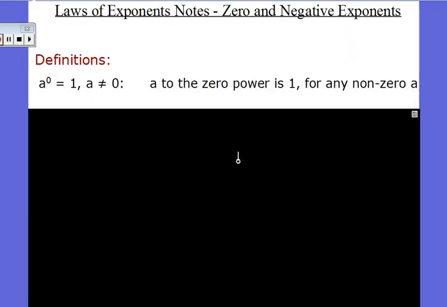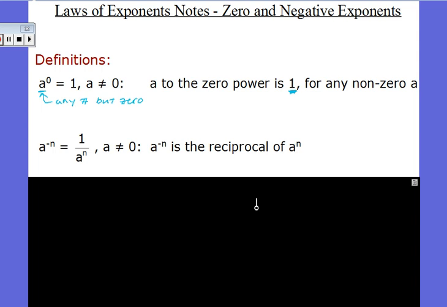So if I have a to the 0, that's always going to equal 1 for a being anything, any number but 0. Okay, a can't equal 0. If it equals anything but 0, then that means it's always going to simplify to the number 1. Okay? With a to the negative n, if I have a to the negative n, it can be rewritten as 1 over a to the n. Again, same thing. A is any number but 0.